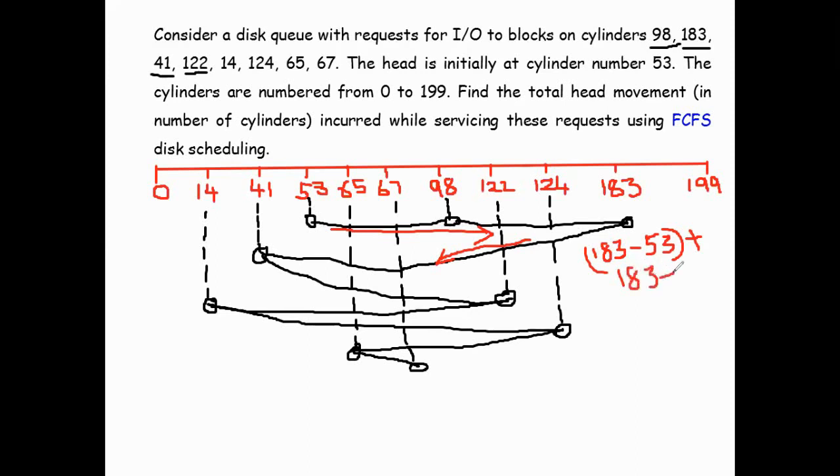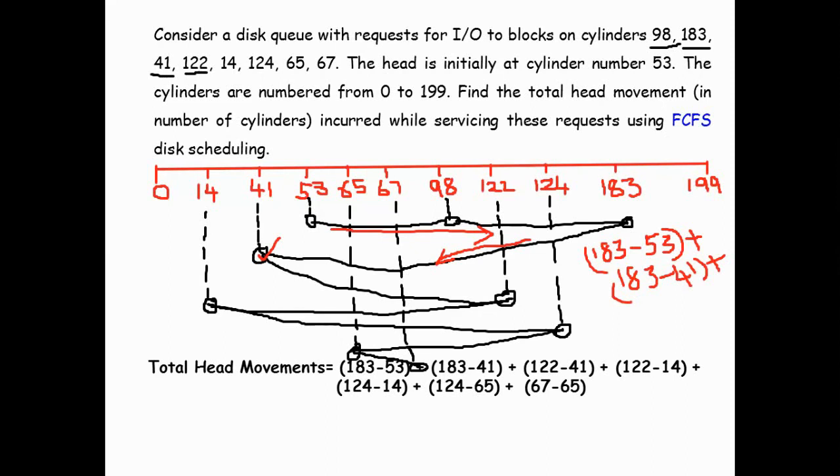So it will be 183 minus 41. Similarly, we proceed for all the directions and finally we get the following. This is the way how computation is done, and if we add all, we get the final result as 632. Therefore, total head movements for the given problem using FCFS disk scheduling is equal to 632.